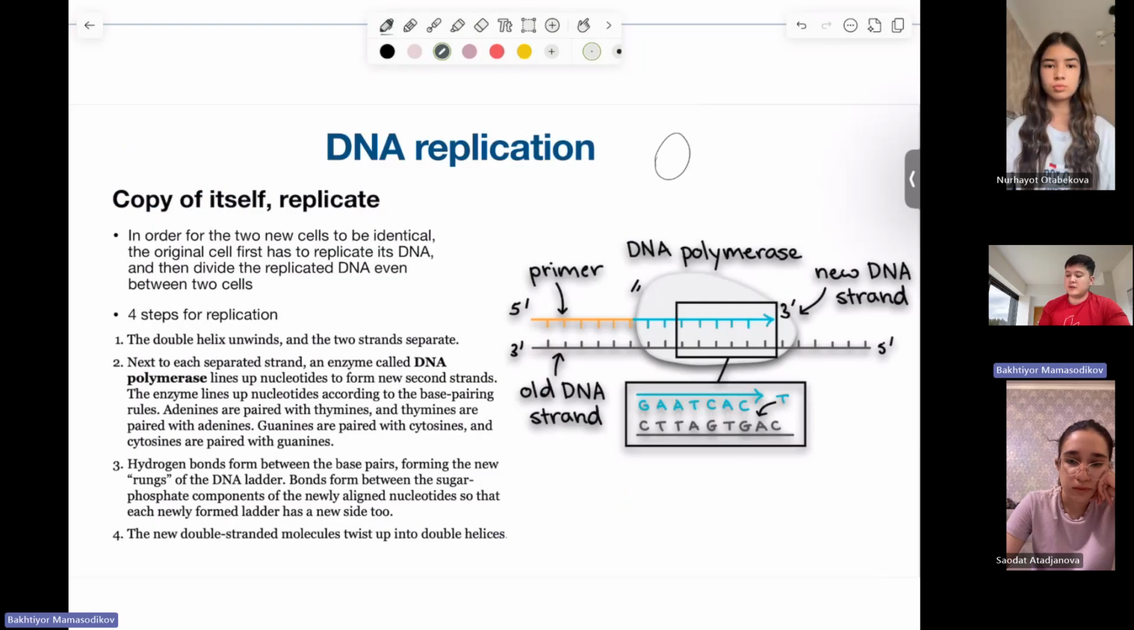So from one cell, we are going to make two cells, right? Each cell must contain the same genes, the same DNA as the previous one. In order to do that, the DNA in the parent cell, the previous cell, must do DNA replication, must copy its DNA. DNA replication means making a copy of the DNA, okay?